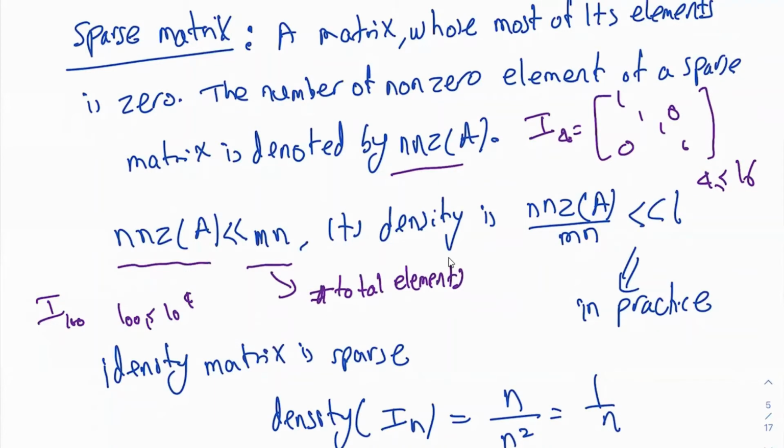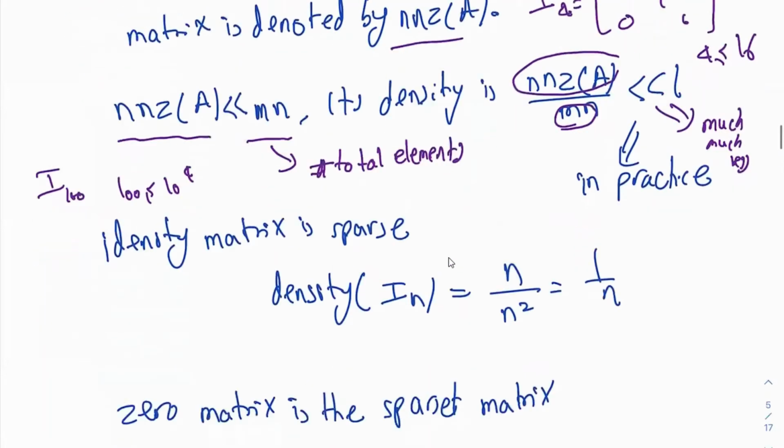So another concept, we have the density of a matrix, which is defined as the number of non-zero elements for a sparse matrix, the number of non-zero elements here divided by m times n, the total number of elements. So it's like a usual definition of density. And for sparse matrices, usually this should be much less than 1. That's what this says. This is much less than 1. This is what we want usually in practice.